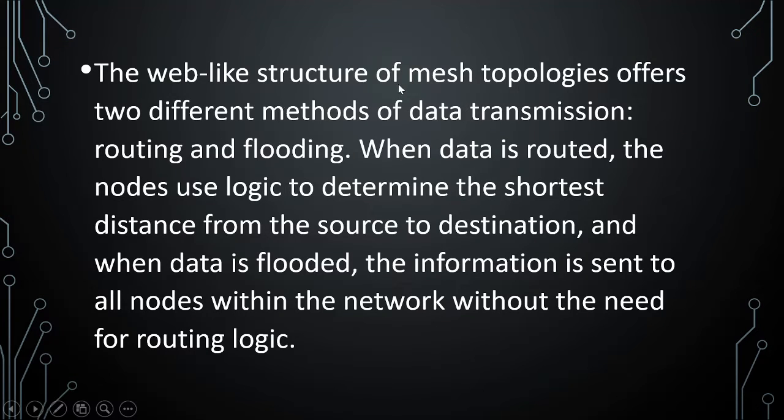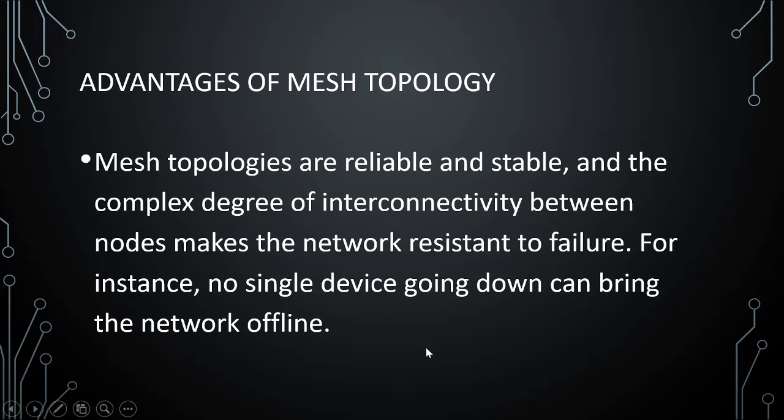So the wave-like structures of mesh topologies offer two different methods of data transmission. The first is routing and the second is flooding. When data is routed, the nodes use logic to determine the shortest distance from source to destination. And when data is flooded, the information is sent to all nodes within the network without the need for routing logic. So, advantages of mesh topology: mesh topologies are reliable and stable, and the complex degree of interconnectivity between nodes makes the network resistant to failure. So for instance, no single device going down can bring the network offline.